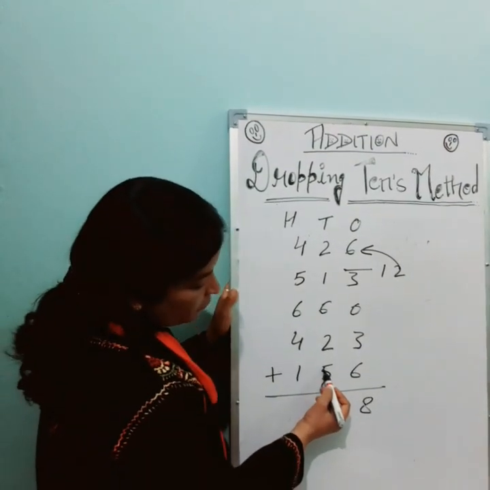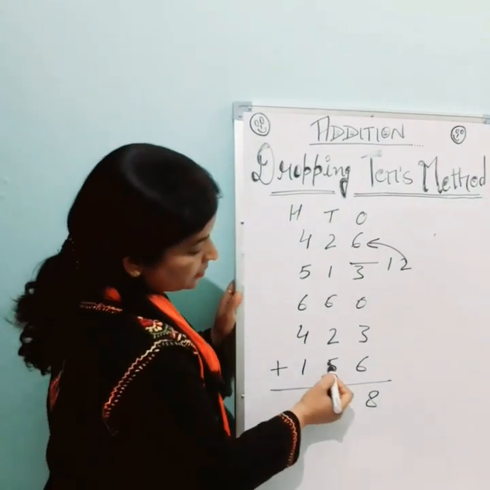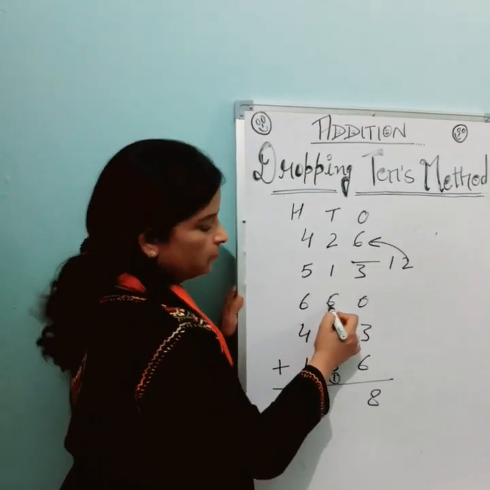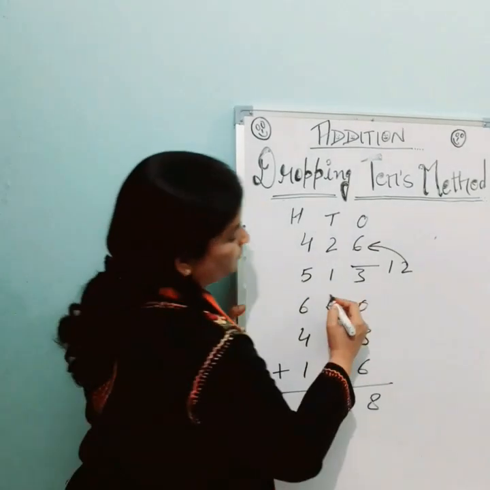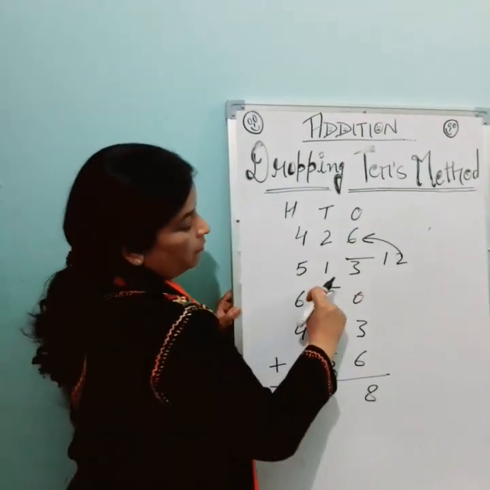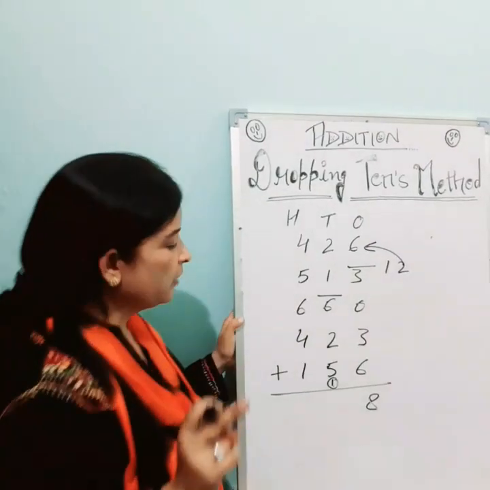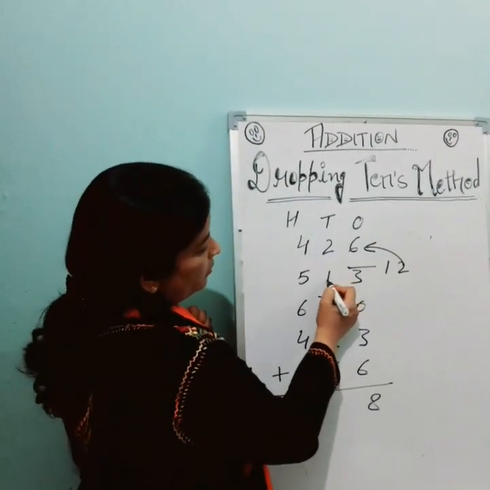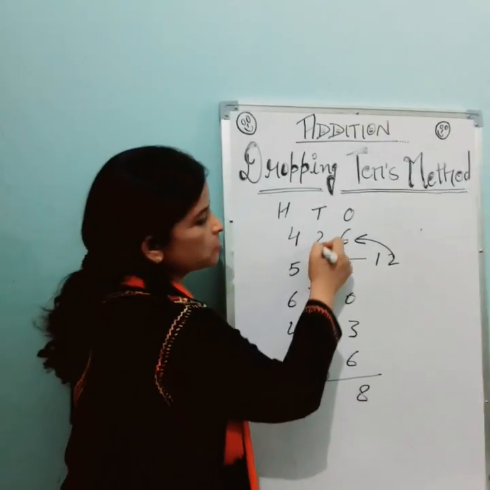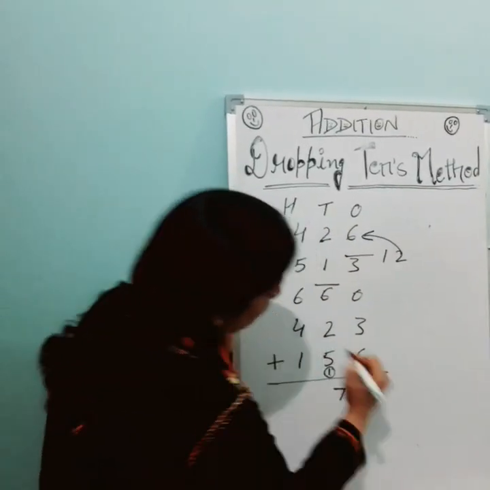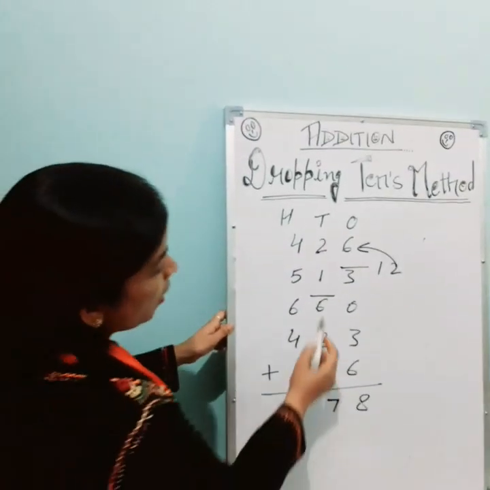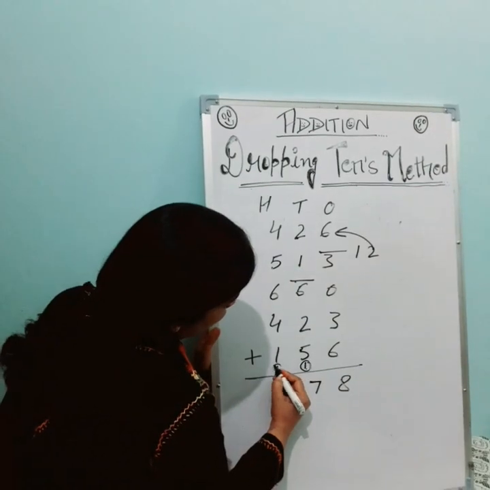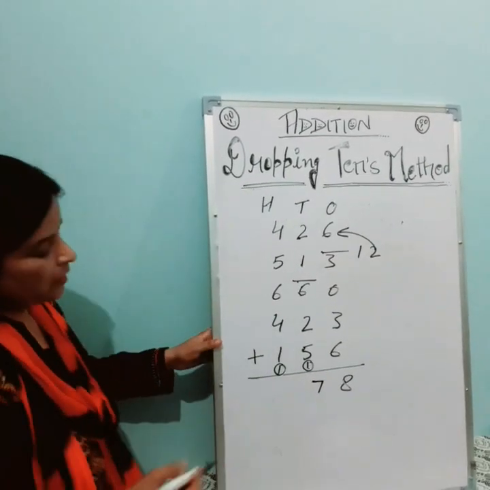1 plus 5, 6. 6 plus 2, 8. 8 plus 6, 14. It is more than 10. 14, we drop tens here, and what is the remaining one? 4. 4 carry to the next number. 4 plus 1, 5. 5 plus 2, 7. We will write here 7. How many tens are there? Only 1. So 1 carry to the next number.